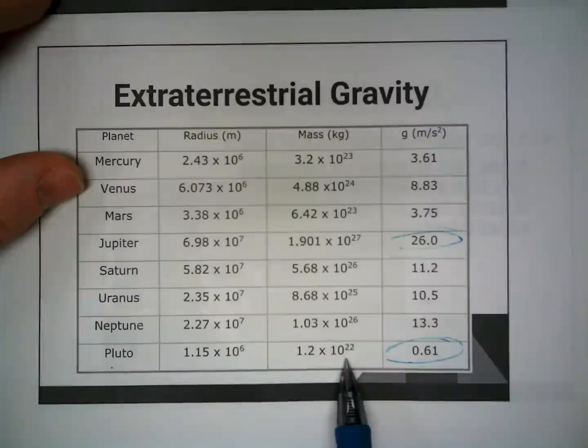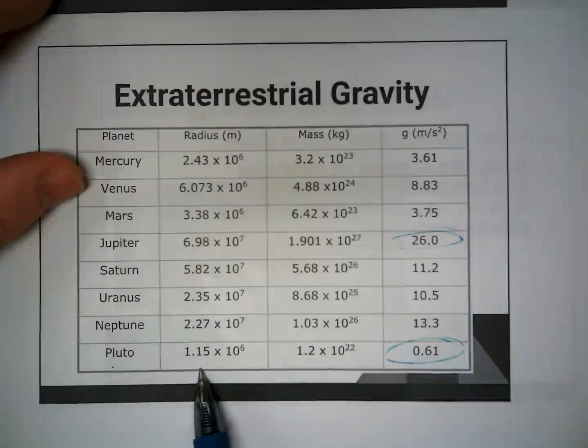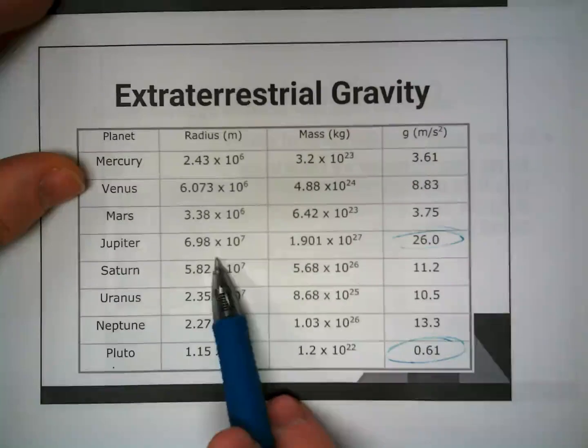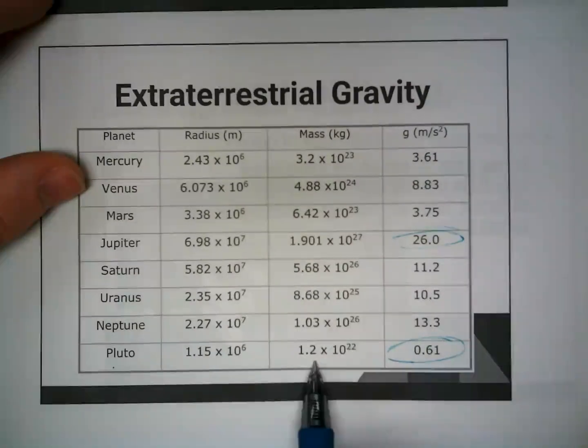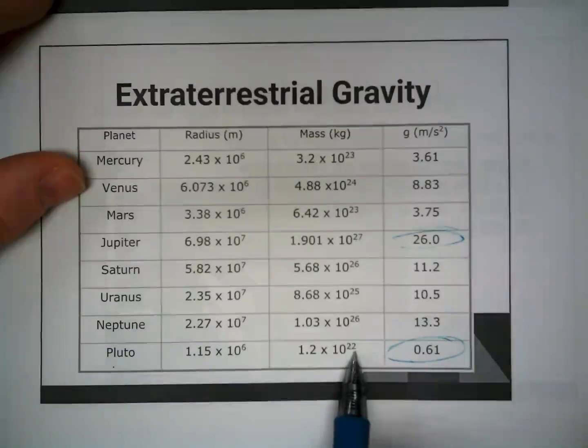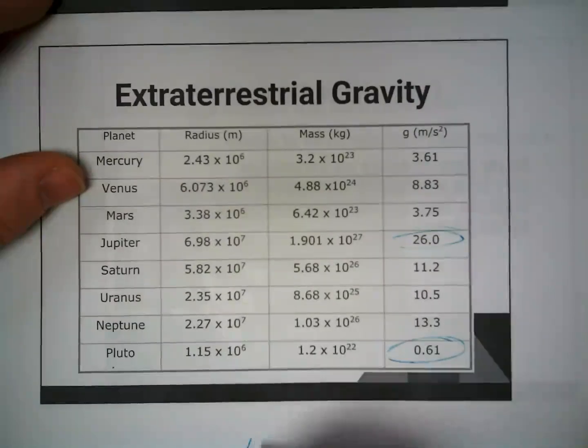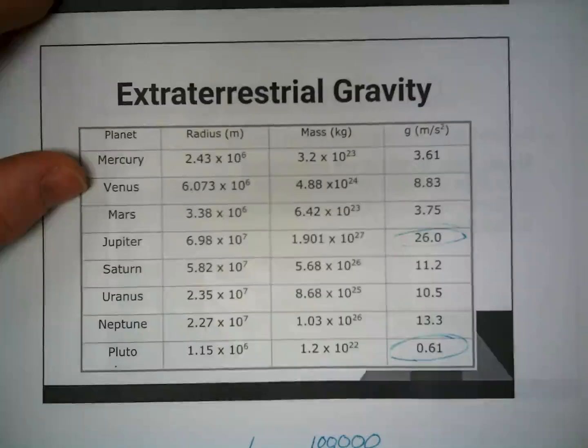Okay, which is Pluto. Pluto has a radius of 1.15 times 10 to the 6th power, so not very big compared to Jupiter, not big at all. And then it has a mass of 1.2 times 10 to the 22nd kilograms, so significantly, by a whole order of five units in our exponents. Okay, that's 5 whole zero placements. That's like going from 1 to 100,000.